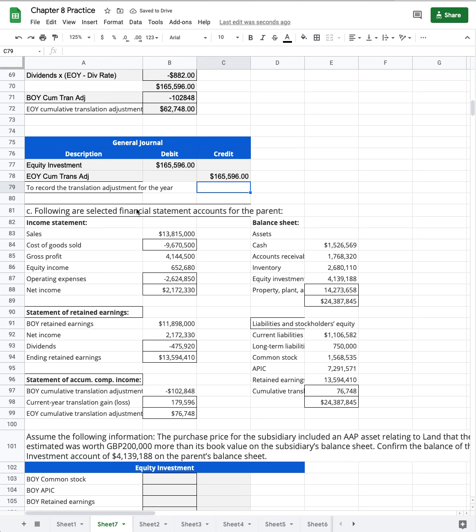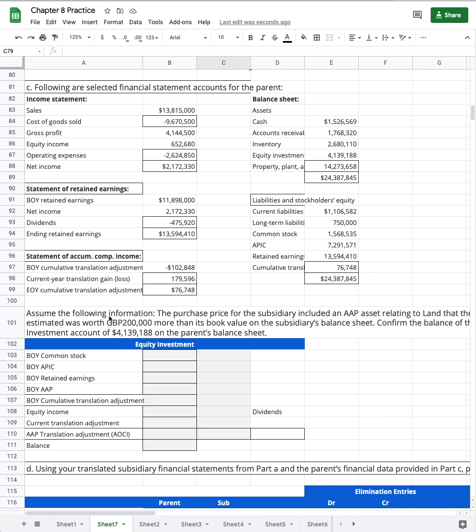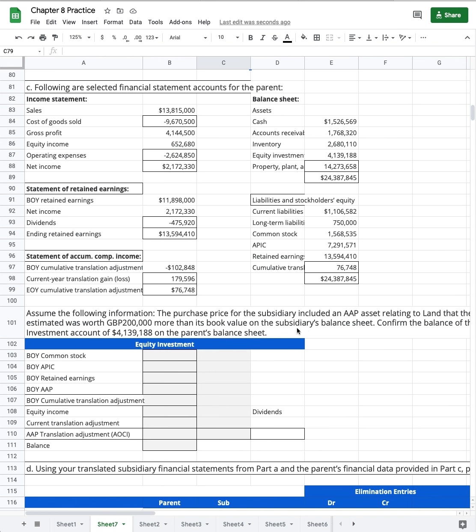The next part of this problem says that the following are selected financial statement accounts for the parent: income statement, balance sheet, statement of retained earnings, and statement of accumulated comprehensive income. Assume the following information: the purchase price of the subsidiary included an AAP asset related to land that the parent estimated to be worth 200,000 British pounds more than its book value on the subsidiary's balance sheet. Confirm the balance of the equity investment account of 4,139,188 on the parent's balance sheet.